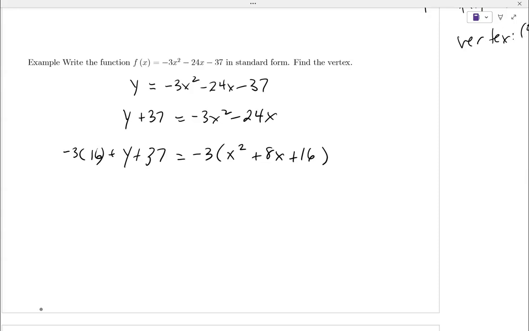I added, again, 16 inside the parentheses here. It would be multiplied by the negative 3. I have to do the exact same thing on the left-hand side to keep everything equal. Okay? That's where the negative 3 comes from. So now if we simplify, this is negative 48 plus 37, which is what? Negative 11?